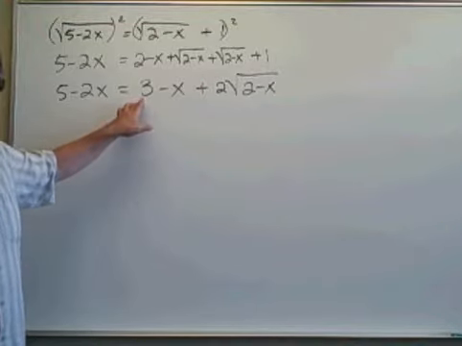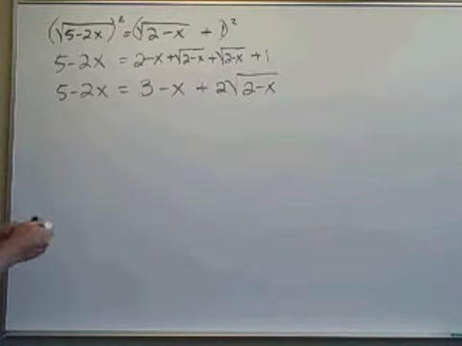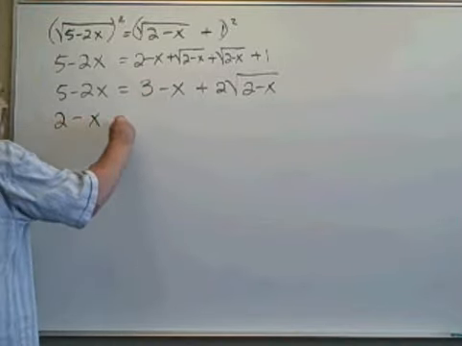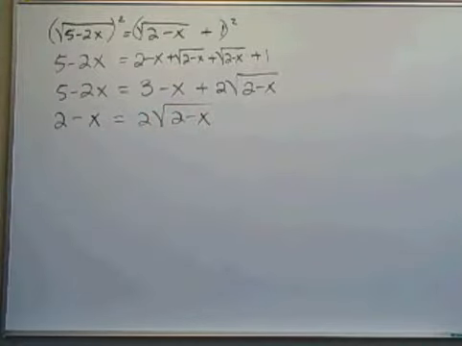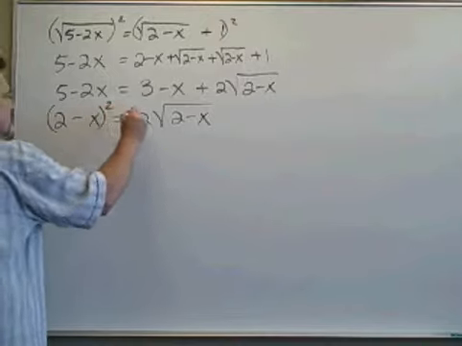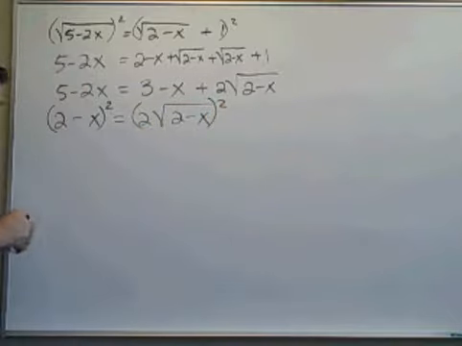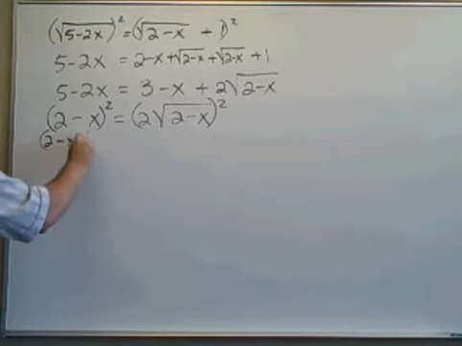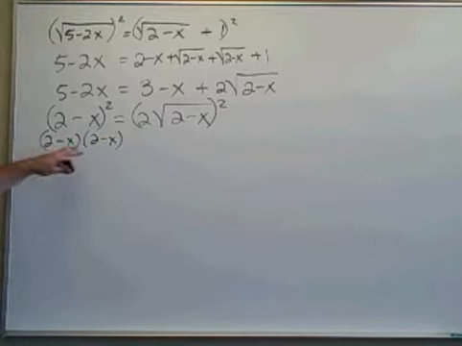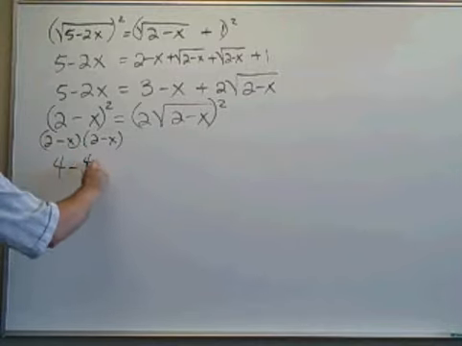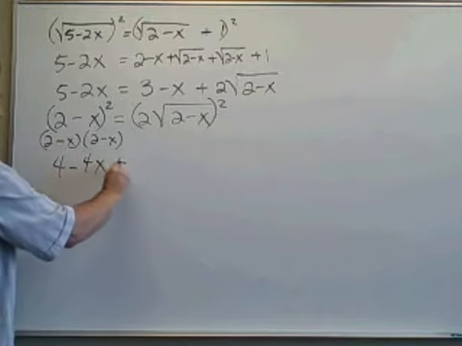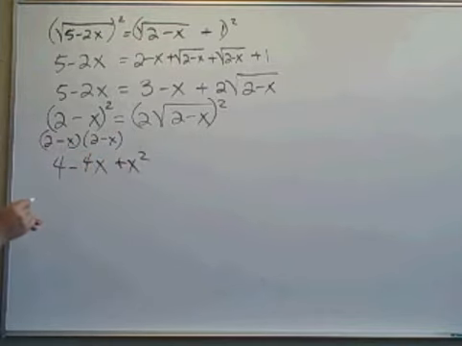So I'm going to subtract 3 from both sides, add 1x to both sides. And I will square both sides of the equation again. I'm squaring a binomial. That's FOIL. That's 2 minus x times 2 minus x. That's going to give me 4 minus 2x more. That'll be minus 4x. And then plus x squared. Minus x times minus x will be plus x squared.